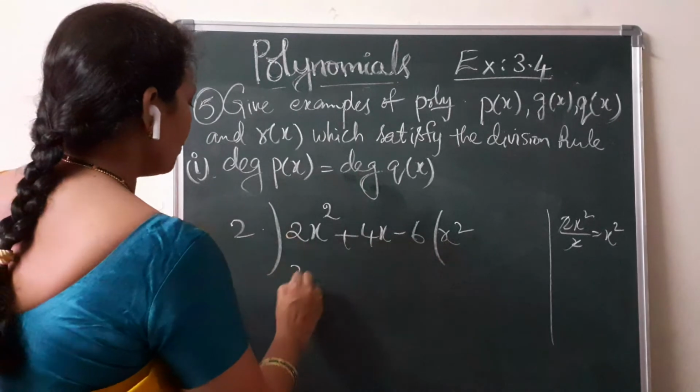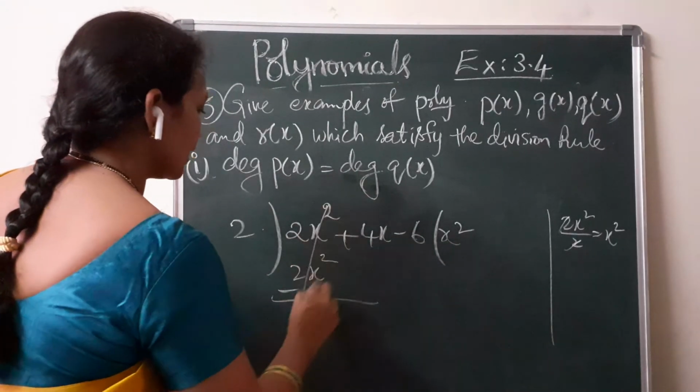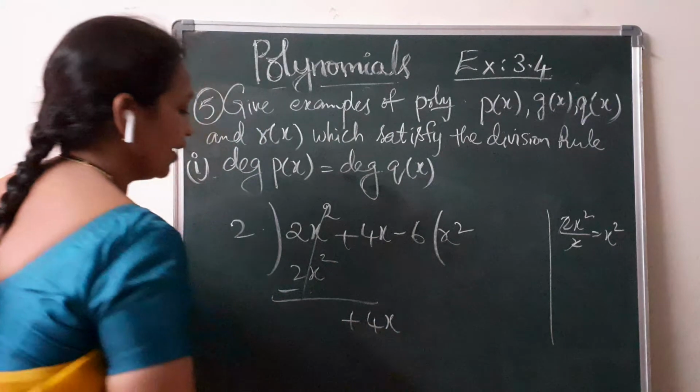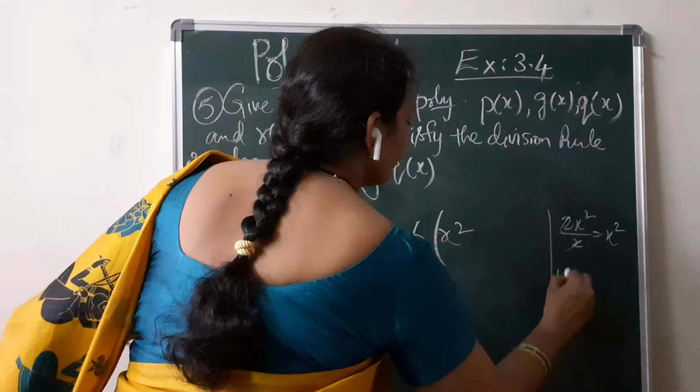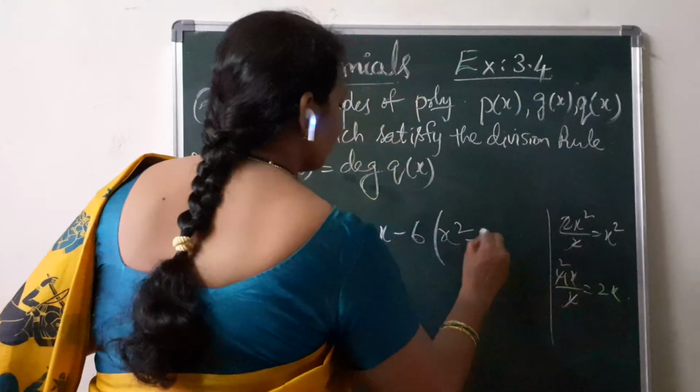So x square into 2 is 2x square. Then minus gets cancelled. Plus 4x. Then 4x by 2 is 2x. So second step is plus 2x.